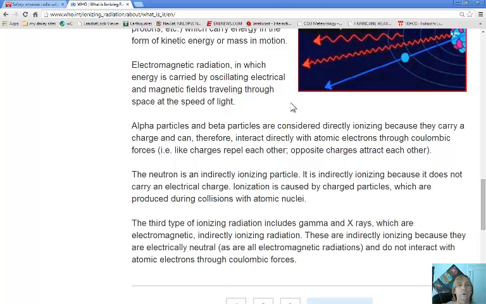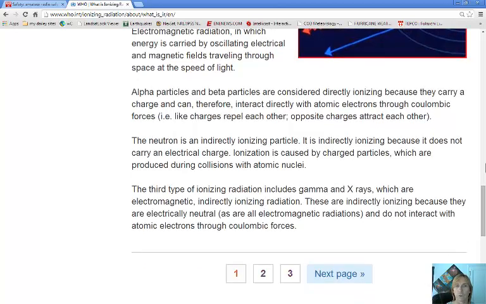Electromagnetic radiation, in which energy is carried by oscillating electrical and magnetic fields traveling through space at the speed of light. Alpha particles and beta particles are considered directly ionizing because they carry a charge and can, therefore, interact directly with atomic electrons through Coulombic forces, i.e., like charges repel each other, opposite charges attract each other. The neutron is an indirectly ionizing particle.